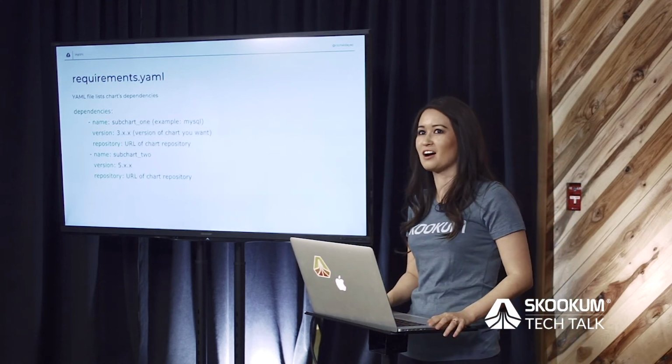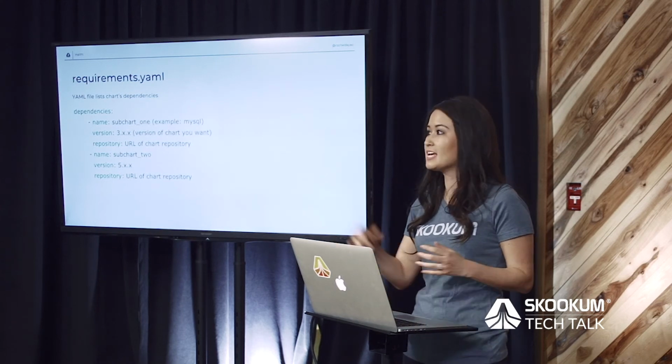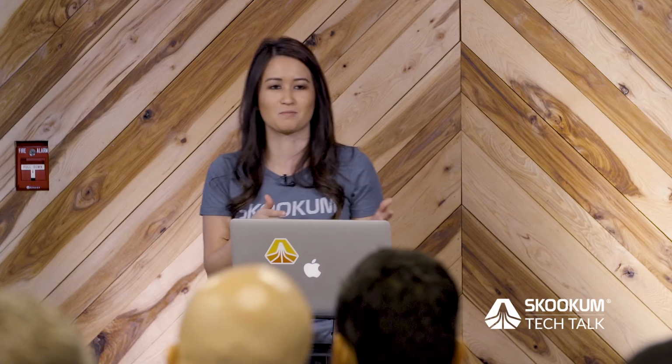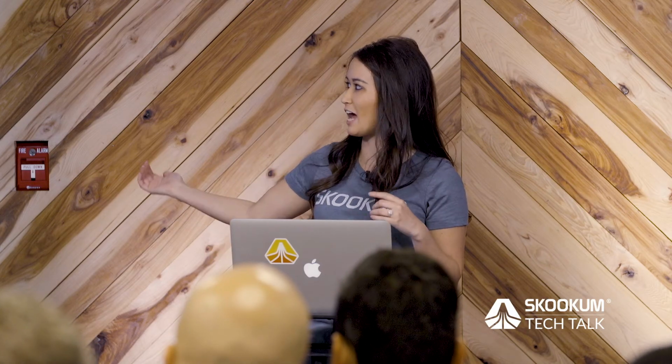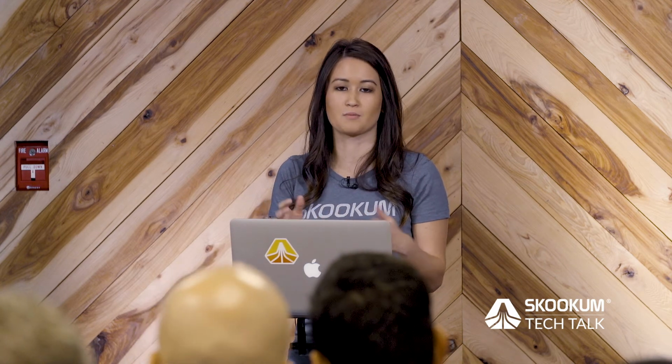So if you're using subcharts, for example, WordPress, you're going to need to use a database. This is where you would specify your subchart. Because WordPress is dependent on this other subchart, you're going to have it in this requirements.yaml file. And then you just need your name, your version, and the repository.